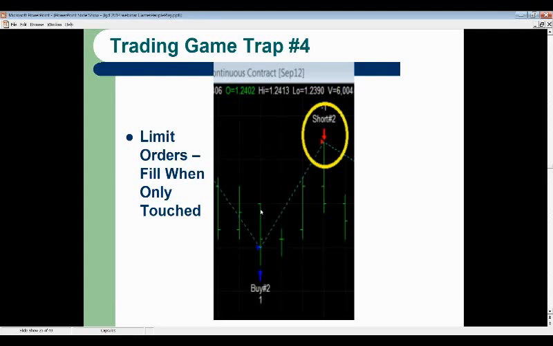So what do I mean by that? Well, if you look here, you can see you actually shorted at the top tick. Well, the reality is you're not going to be able to short right there. You're going to short on a limit order. It would have to go 1 tick higher for you. And that gets a lot of people because it can easily turn a winning trading system into a loser if you assume that limit orders have to go through your price before they're filled.